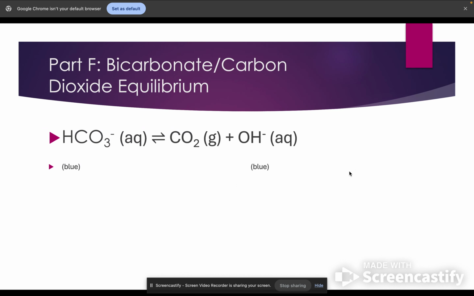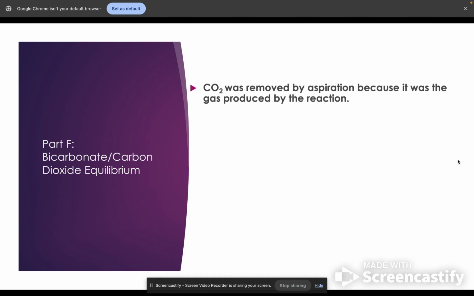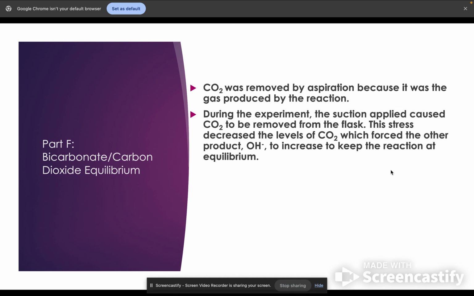And part F focuses on bicarbonate and carbon dioxide. And right here is the balanced chemical equation. So CO2 was removed by aspiration because it was the gas produced by the reaction. And because there was a suction present, meaning that the gas will be removed, this will cause the pressure to increase. During the experiment, the suction applied caused CO2 to be removed from the flask, and this stress decreased the levels of CO2, which forced the other product, OH-, to increase to keep the reaction at equilibrium.